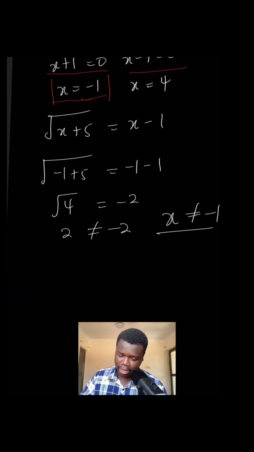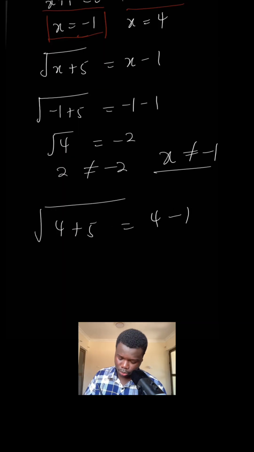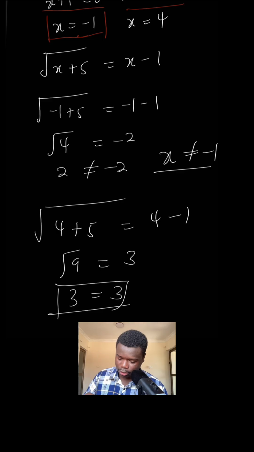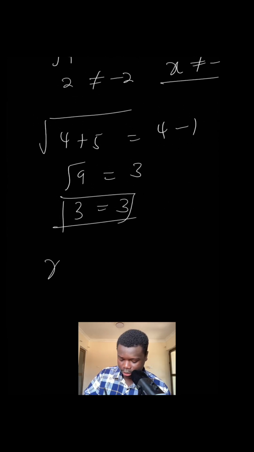If x equals 4, we're going to have square root of 4 plus 5 equal to 4 minus 1. So this is going to be square root of 9 equal to 4 minus 1, which is 3. So square root of 9 is what? 3. 3 equals 3. So this one works. So the value for x in the equation has to be x equal to 4.